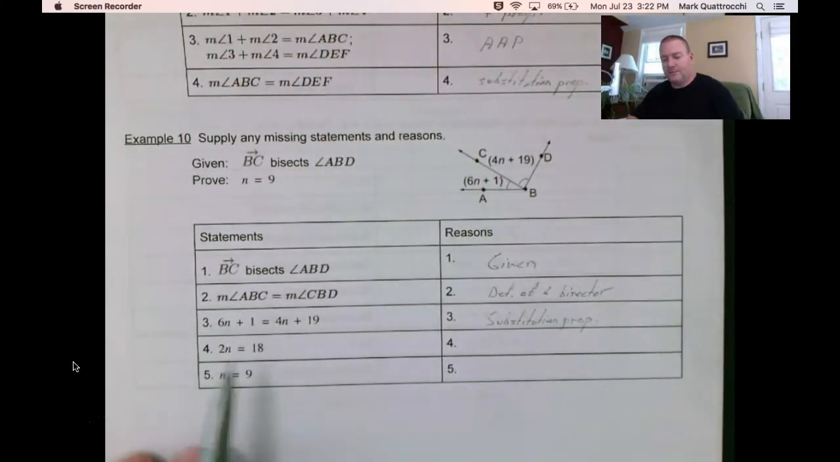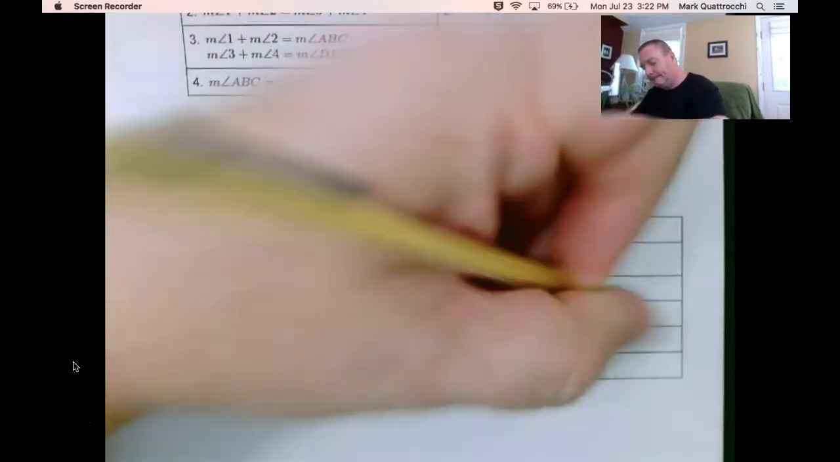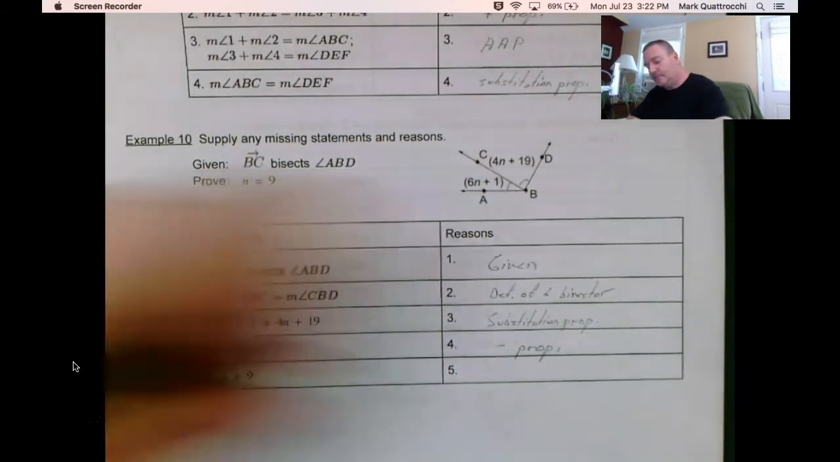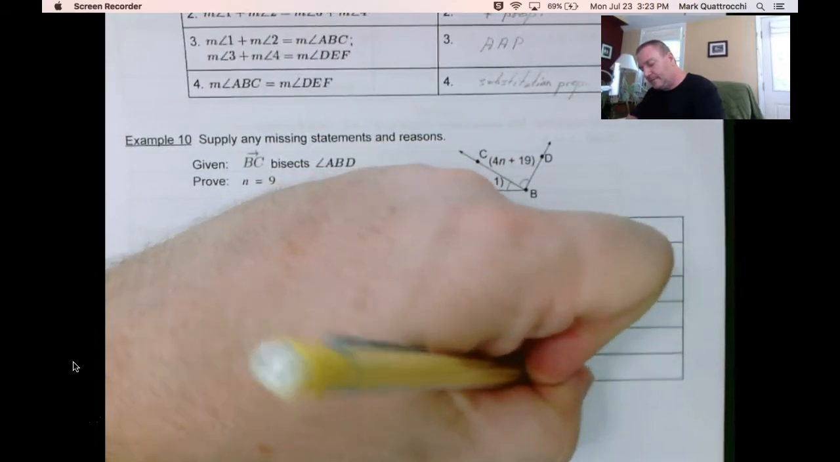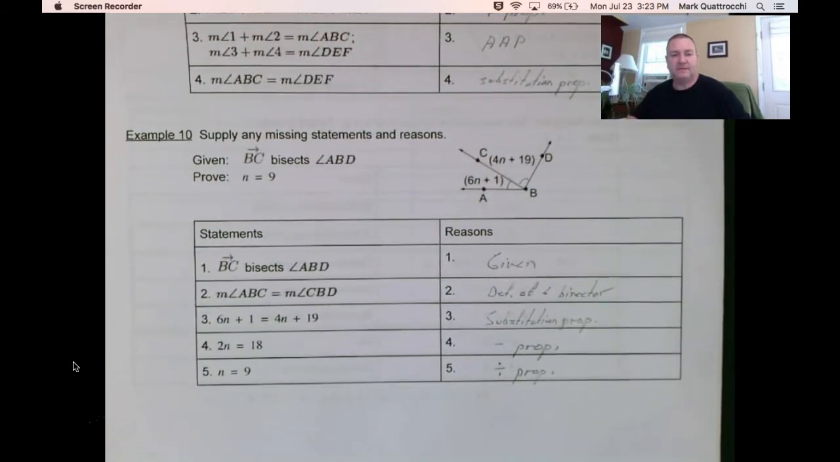Okay. Going from statement 3 to statement 4, I have subtracted 1 from both sides, and I've subtracted a 4n from both sides, leaving me with 2n equals 18. Subtraction property. And going from statement 4 to statement 5, I've divided both sides by 2. Division property. And I have proven that n equals 9.